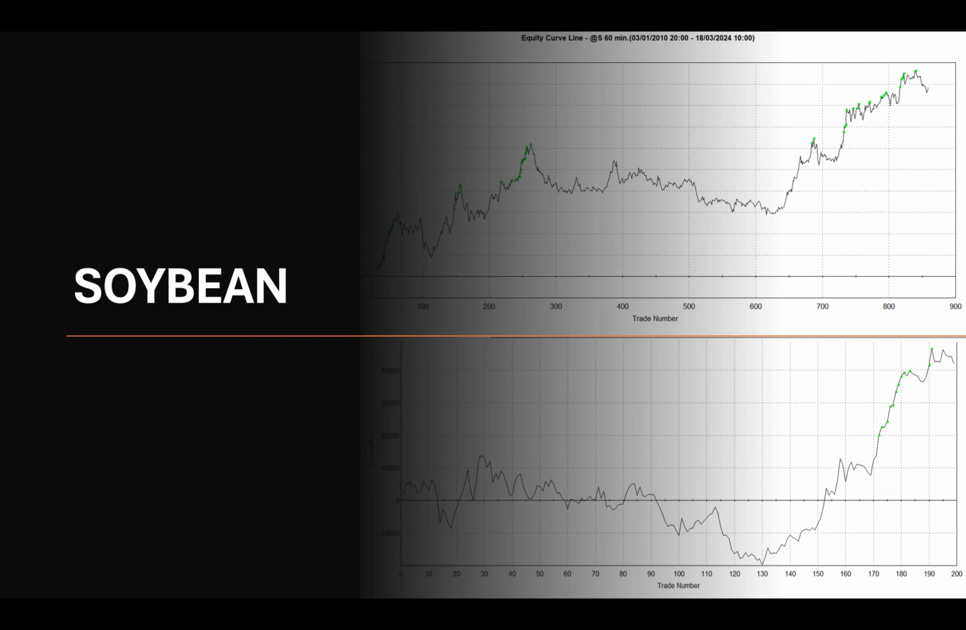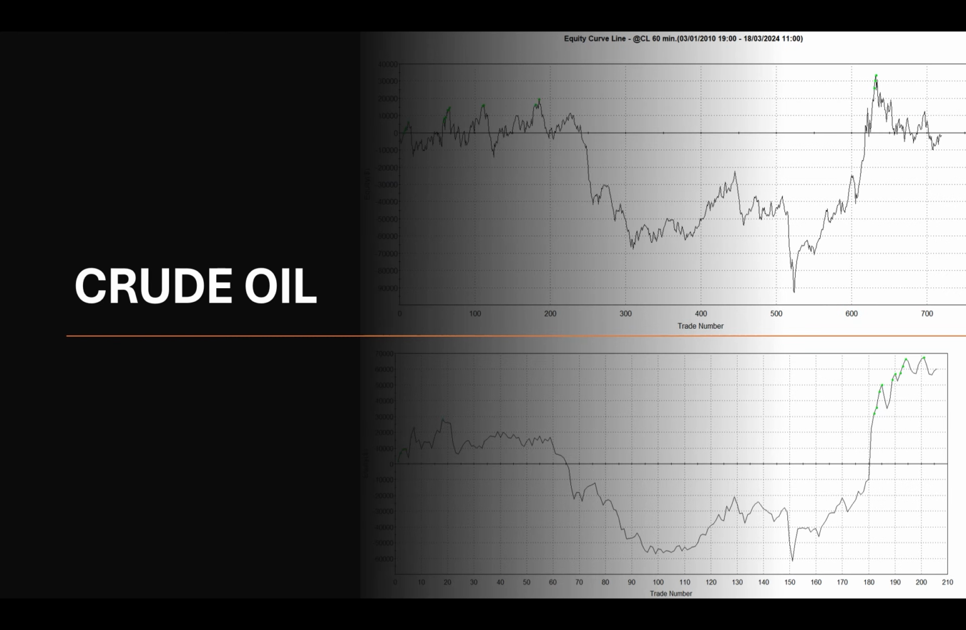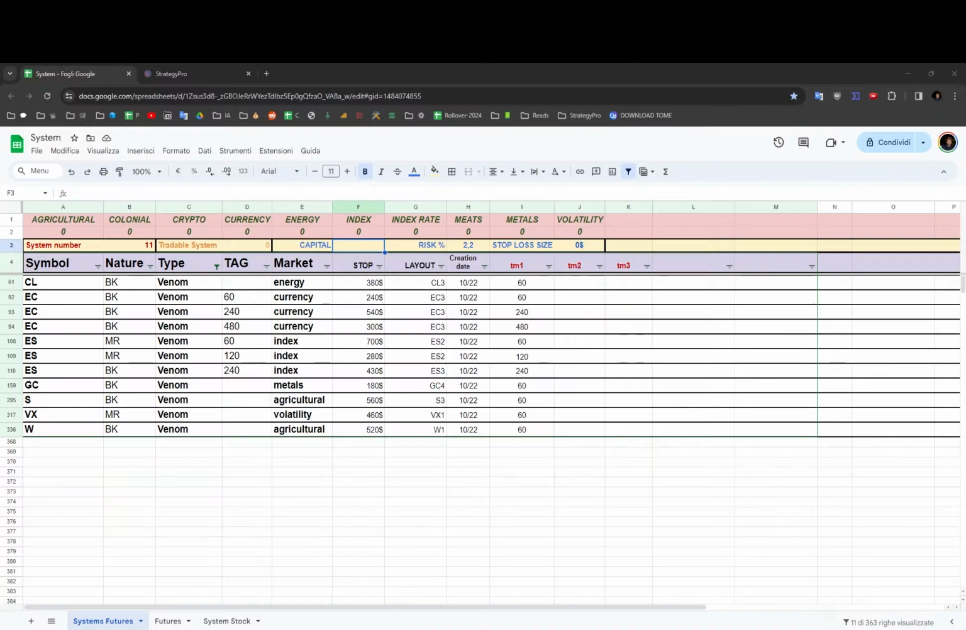NASDAQ, both time frames very positive results. Of good Q, the 60-minute time frame gold. A bullish trend can be seen but with uncertain phases. Soybean, decent 60-minute results. Daily bad. Euro, negative 60 minutes. Fairly positive multi-day. Crude oil, definitely bad. Bitcoin, interesting daily.